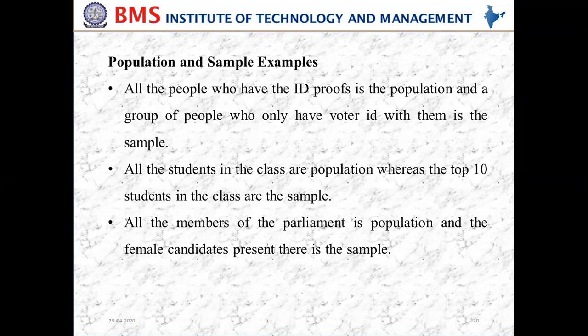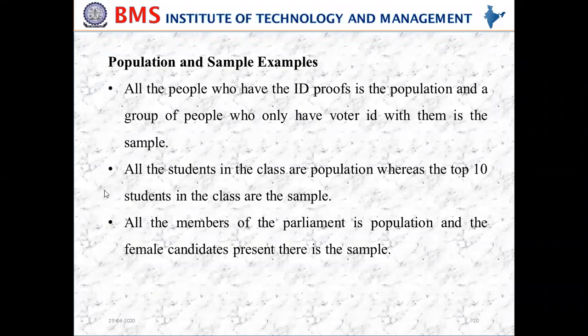But in that population data, suppose I want to study the distribution of who is having a voter ID. Among the population, the sample which I have taken is the group of people who have a voter ID. There may be n number of ID proofs, but those who have a voter ID are the sample of that particular data.